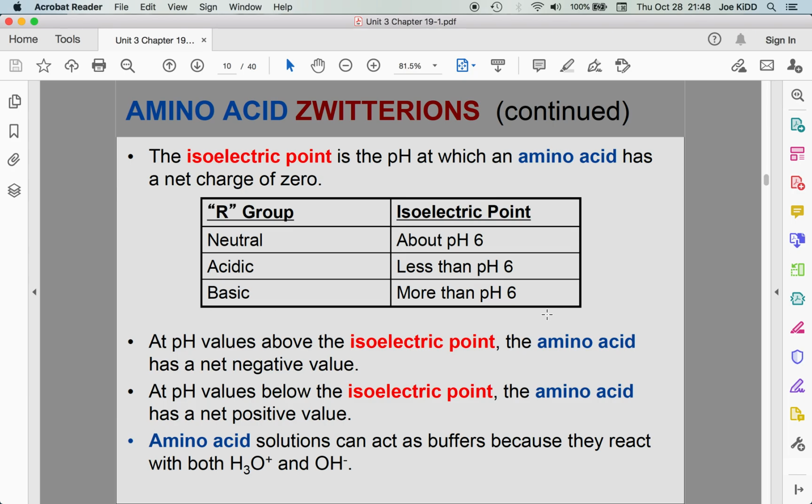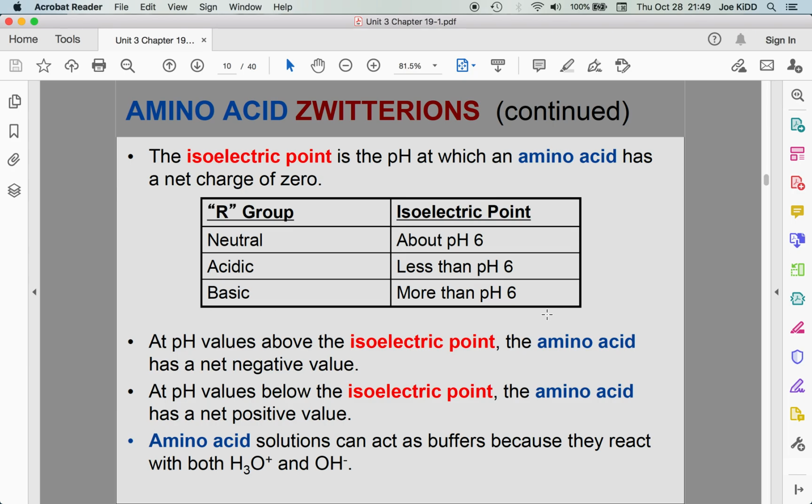So we have something called an isoelectric point, which is the pH at which any particular amino acid has a net charge of 0. So depending on what type of group we have, that will determine where they're happy, essentially. So neutral amino acids will have a net charge of 0 at about pH 6. Acidic, shouldn't be shocking, is going to be less than 6. Low pH for acidic, higher pH for basic.